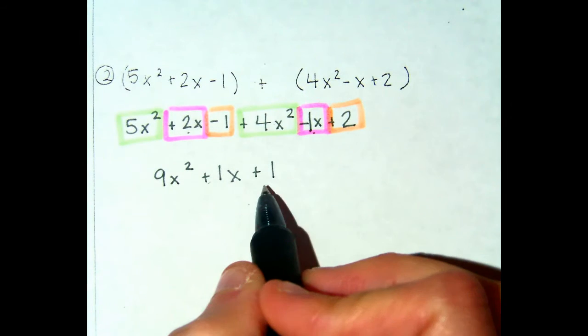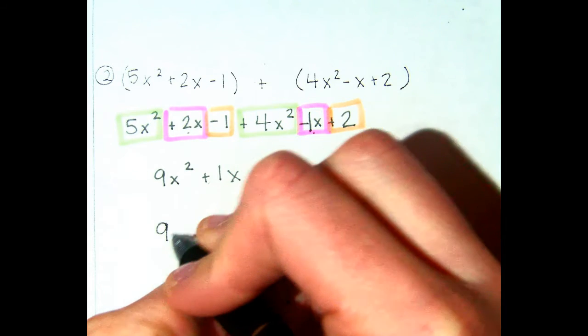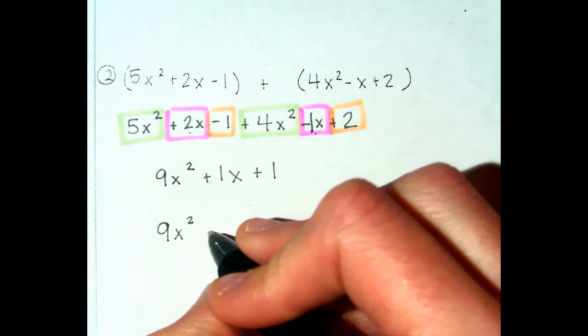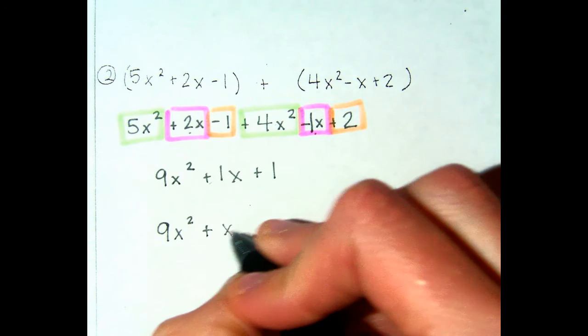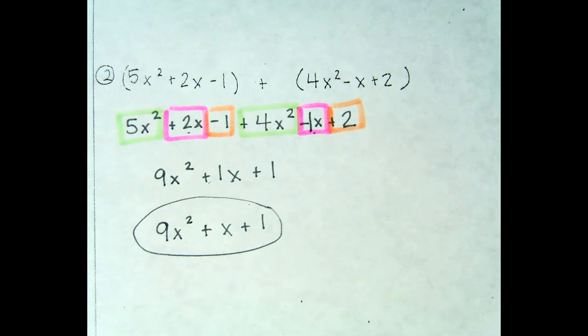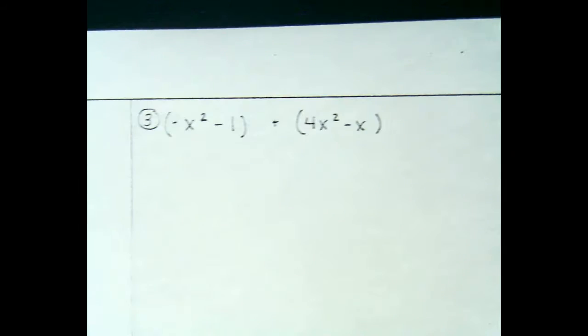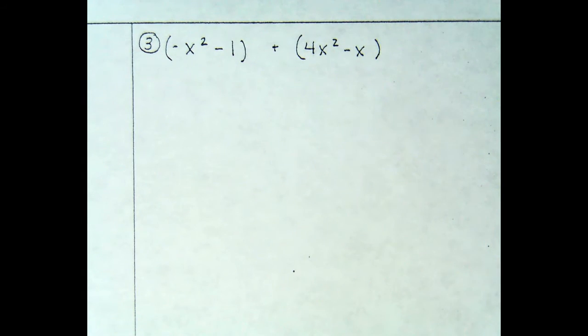Is this in standard form? How else would you see this answer, though? You will probably see this answer like this, but I'll take either one. Either one is completely correct, but you'll probably see it like that. I want you guys to try numbers 3 and 4. There's 3. Go ahead and try that one.